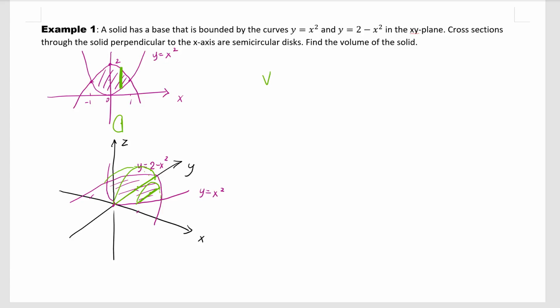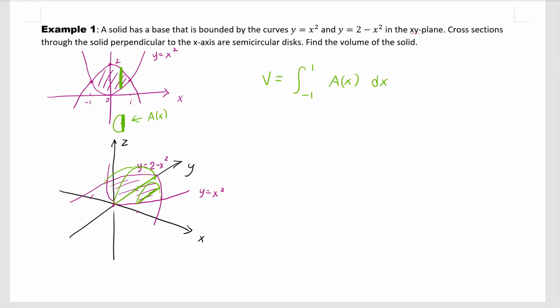Okay, so the volume is, let's look at our x. Our x goes from minus 1 to 1, right? And we want to use A of x, the area of the cross sections, and then dx, right? What is the area of the cross section? Well, this is the area of the cross section, right? But it's a semicircular disc, right? So it's a semicircle. So what is a semicircle?